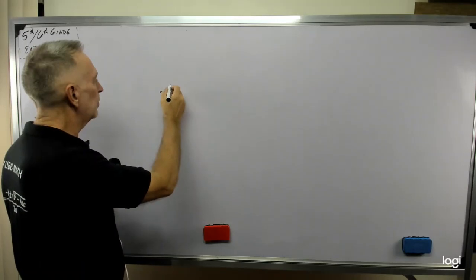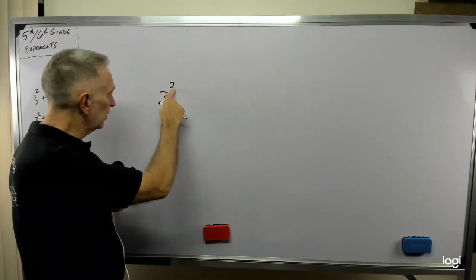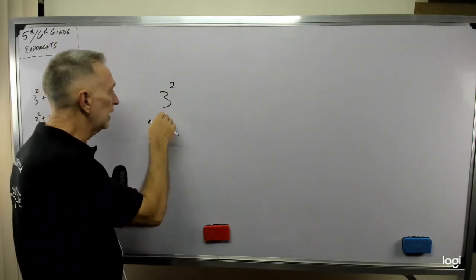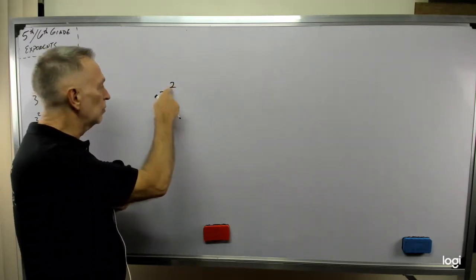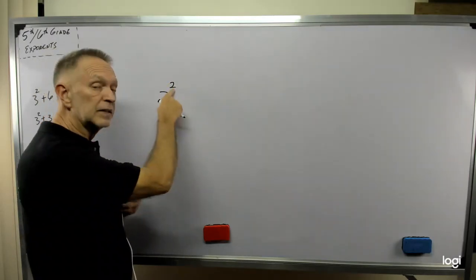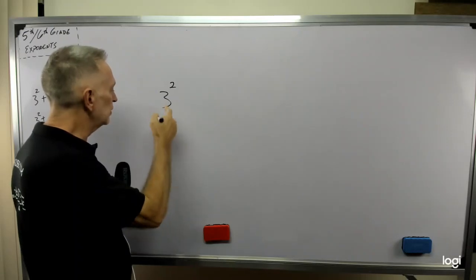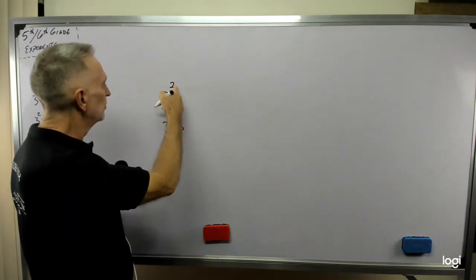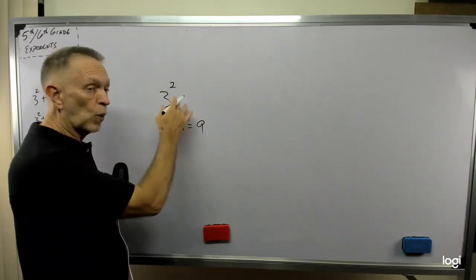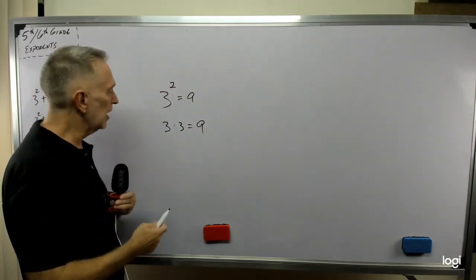So let's say we have 3 to the 2nd power. This guy right up here is the exponent. And what it means is the number that it's above, you're multiplying that number times itself that many times. So in this case, we would have 3 times itself 2 times. So 3 times 3 is 9. 3 squared equals 9, or 3 to the 2nd power is 9.